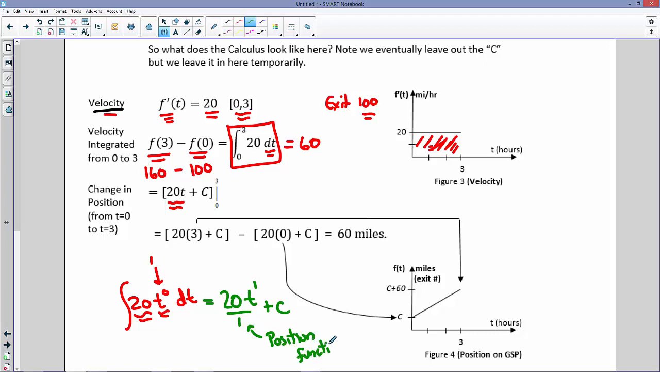Or it's a family of position functions, of course, because many different positions will have the same velocity. And this is the velocity, right? That's what we started with. We integrated the velocity, and we got the position. Now, what are we going to do?